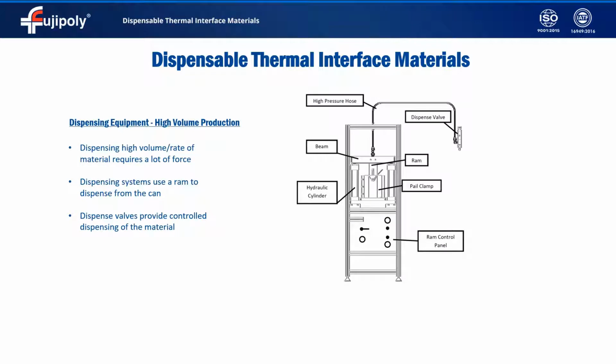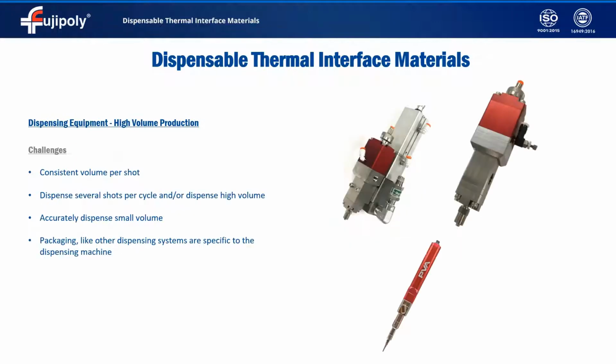This diagram depicts the hydraulic pumping unit. They usually have a pail clamp to reinforce the steel pails and keep them from bursting under high pressures. The material will be fed through the ram and high pressure hose to the valve mounted in the robotic dispensing cell. Some of the challenges in high volume production include the volume consistency per shot. Because these are heavily filled materials, it's common to have some flow rate variation within the package and in between lots. Storage conditions and material temperature upon dispensing can also have a large impact on the flow rate.